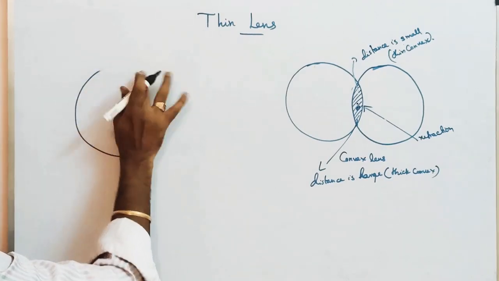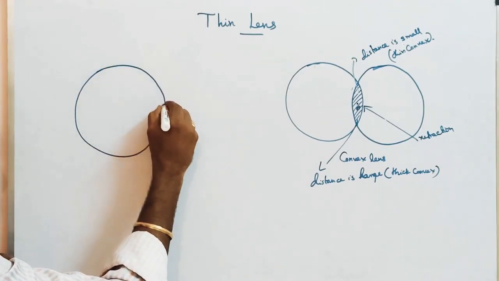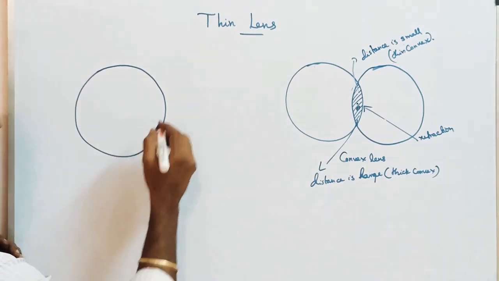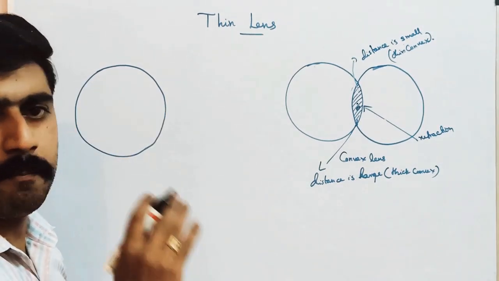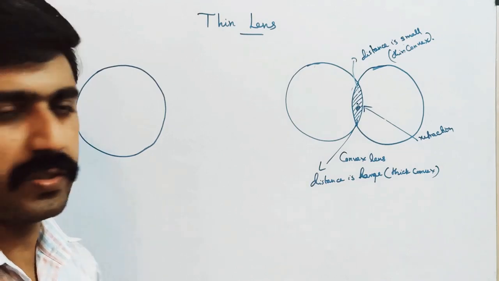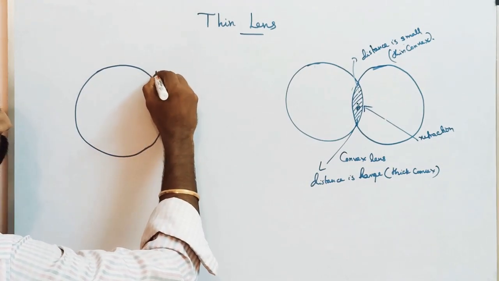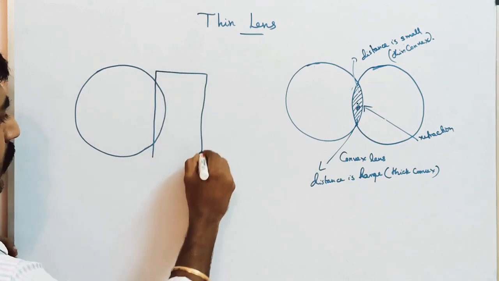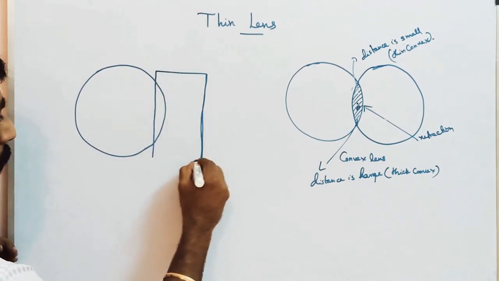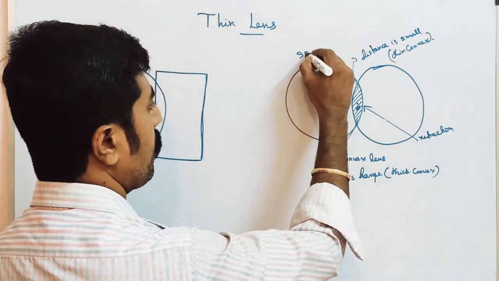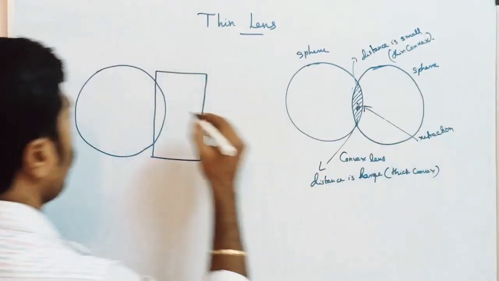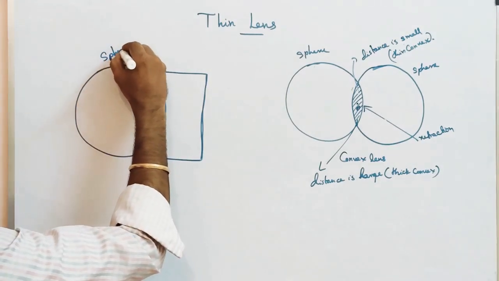So, that is one object, fully spherical. Another object has a plane surface. Here, see, this is a sphere, this is a sphere, but here this is on the sphere.